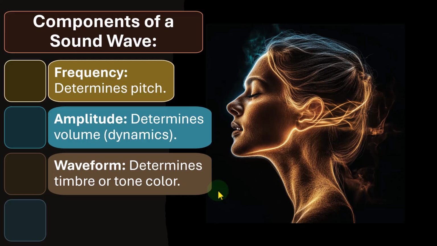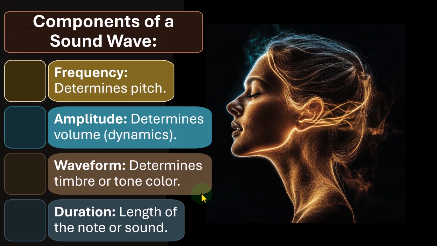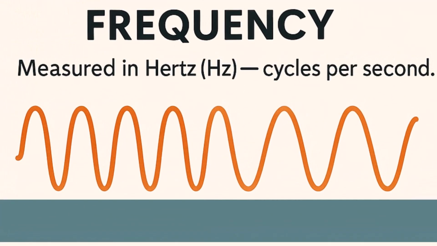You can get a bunch of different sounds, particularly from a guitar, by the way you hold the strings down, right? And that's going to change what you might call the color of it. So in any case, duration, length of the note or sound. All right, so how do we measure frequency? Measured in hertz, cycles per second.